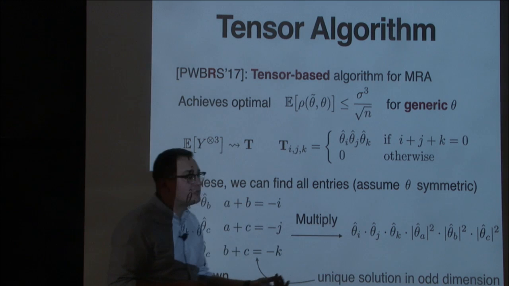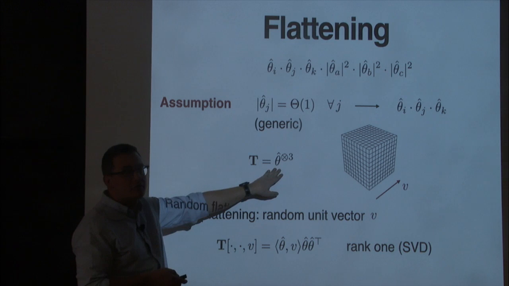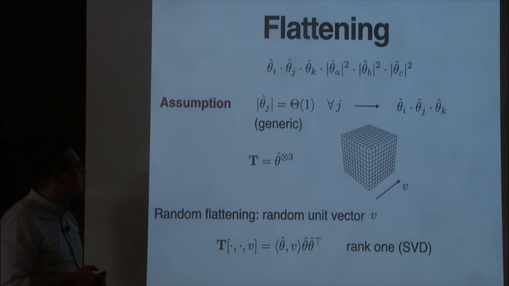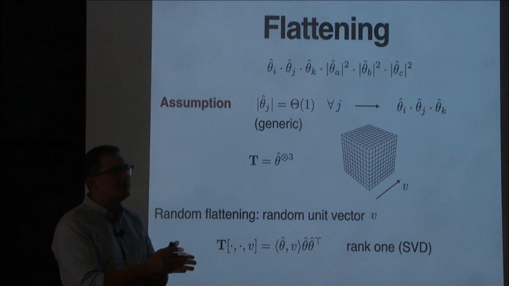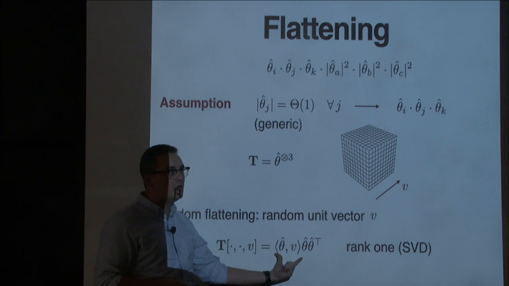I need to extract theta hat. But now that's very simple, because if I have a tensor whose entries are theta hat i, theta hat j times theta hat k, then this is just theta hat to the 3. And to extract theta, we don't have spectral methods for this, and that's where the fact that it's generic is going to play a role. What I'm going to do is just collapse this tensor into a two-dimensional matrix. The way I do it is by just hitting it with a random vector v, right? So I'm just taking a random vector v, I'm hitting it. So I'm going to have one entry, which is theta hat times theta hat against v, and then I have theta hat transpose, and now I can use the singular value decomposition to extract my theta hat.